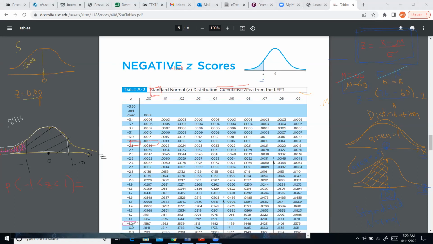Please notice that this table starts at minus 3 and then keeps going down: minus 2, minus 1. Eventually you hit that minus 1. And next to it you will get the value under the column with zeros, and this is 1587.